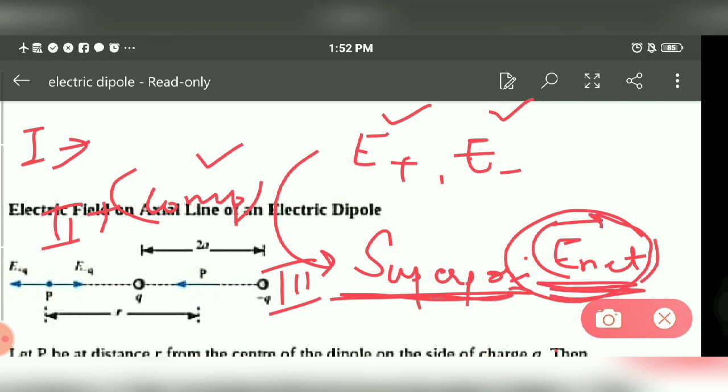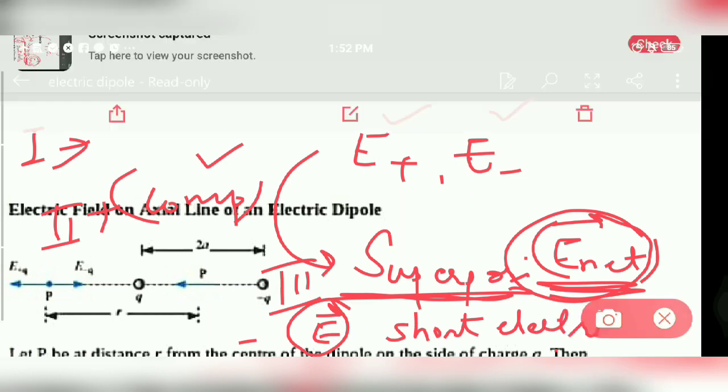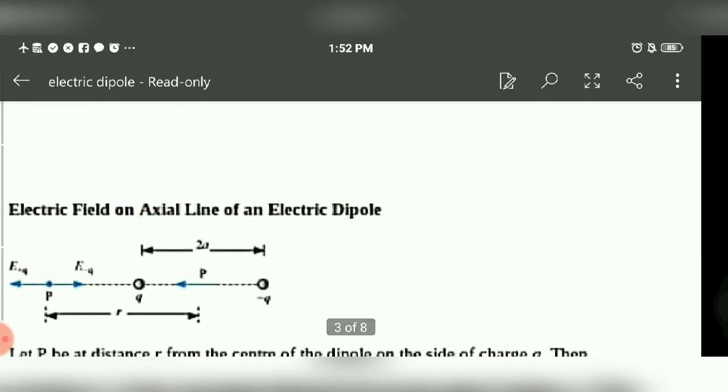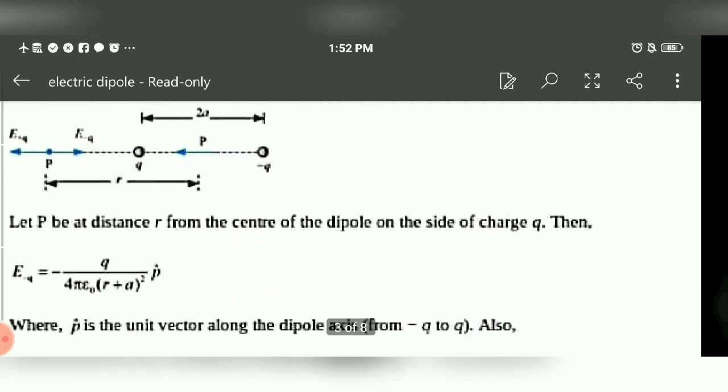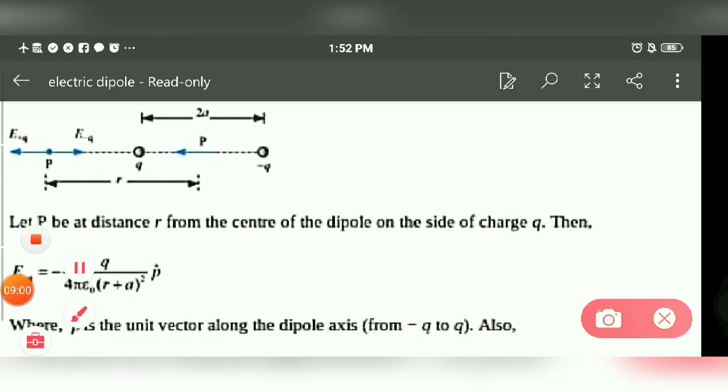And after that, when we find the net electric field, we will find the electric field on a dipole, which is a short electric dipole. That's just a one-step process. We'll do it later.